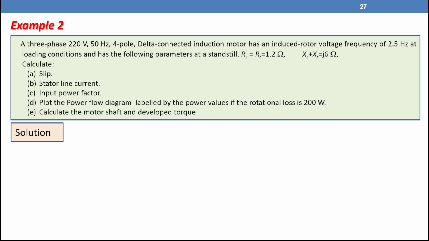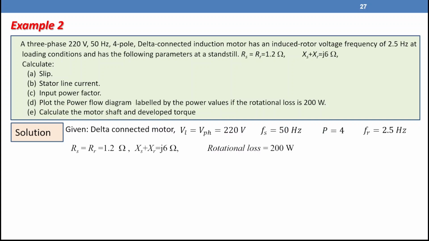Before we start the problem, I need to highlight here that the motor is delta connected. So this is why there is no information about whether the voltage is line or phase value. Definitely that one is line voltage equals phase voltage in delta connection, 220 volts. So let us list the given. The motor is delta connected. V line equals V phase equals 220 volt. Supply frequency is 50 Hz. Number of poles is 4. The induced rotor voltage has a frequency fr equals 2.5 Hz.